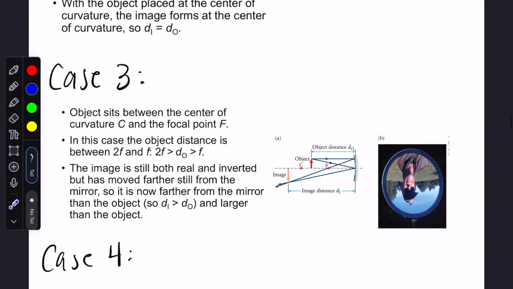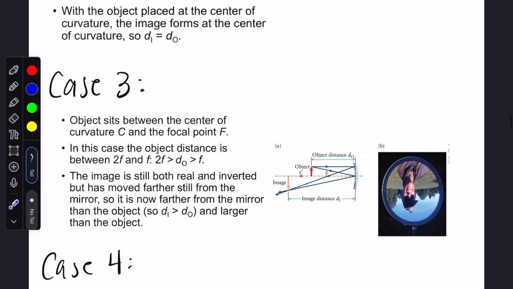For case 3, let's move the object a little bit closer. So now we're placing the object in between the center of curvature and the focal point. And when we do that, we draw our two principal rays. We only need two. And where they converge is past the object. So we're still on the real side. They converge past the object.